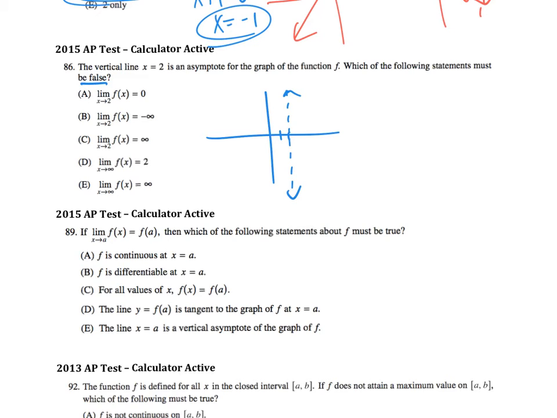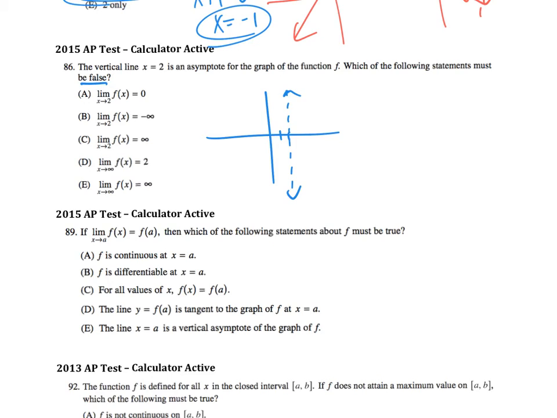As I look at C, as x approaches 2, could my limit be equal to positive infinity? Yes. Again, I'm okay with that. D says, as x approaches infinity, could my y value approach 2? Well, sure, if there was a horizontal asymptote. We don't know that there is, we don't know that there isn't, so I'm not ready to say that that must be false. And the last one says, as x approaches infinity, could my y approach infinity? Sure. I don't have enough to say that it's not, so I'm not having any problem with E.